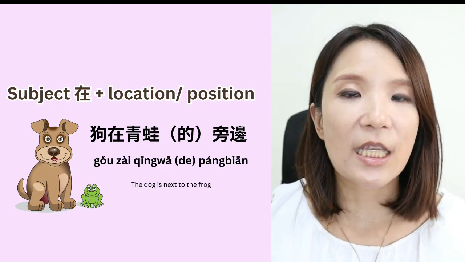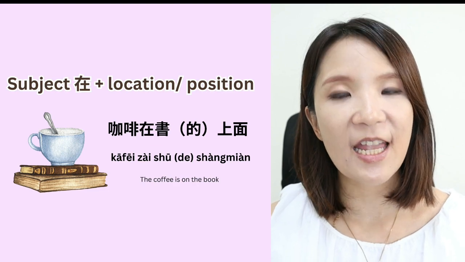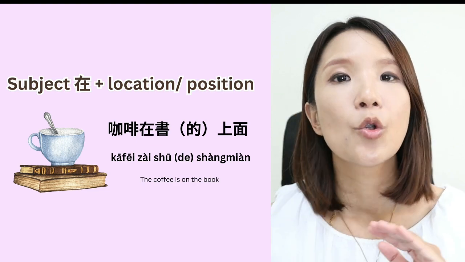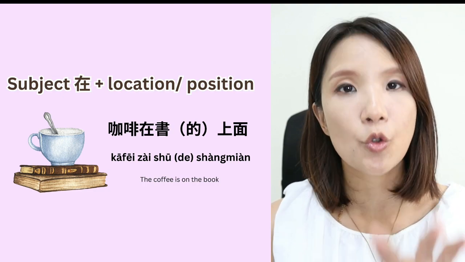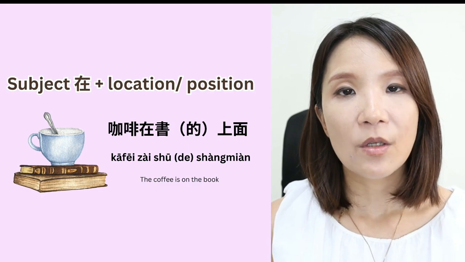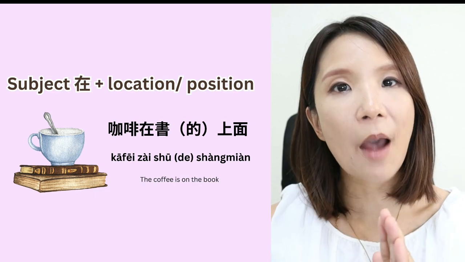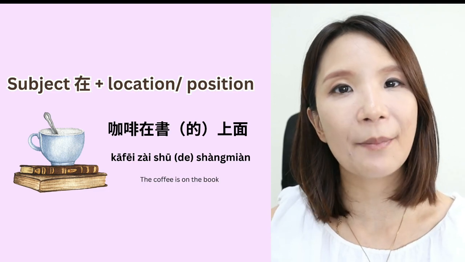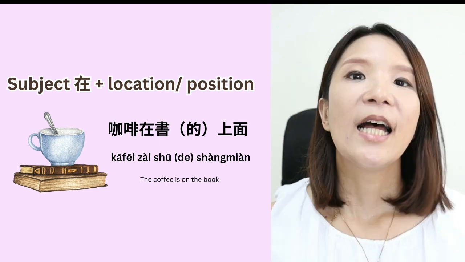The next sentence, if I want to express the coffee is on the book. So I would say, 咖啡在书的上面. So the subject is 咖啡 and 在 is the preposition. 书的上面. The same, you have to say book first. 书 and then 上面. So you see the book and it's on top of it. 在书上面 or 书的上面. 咖啡在书上面.